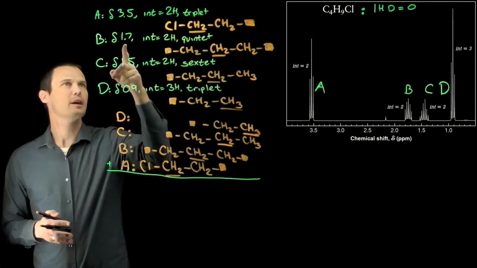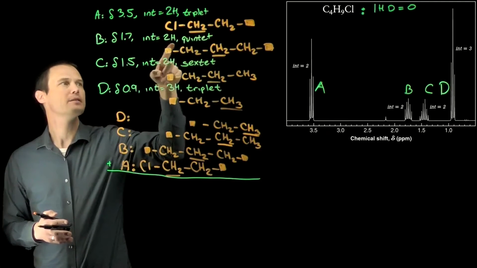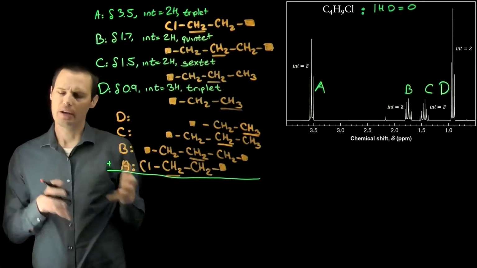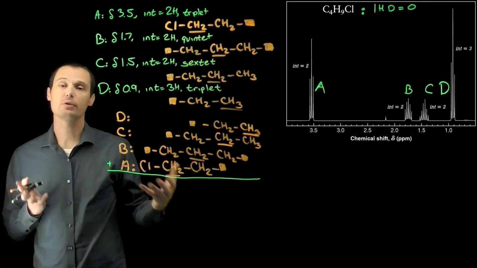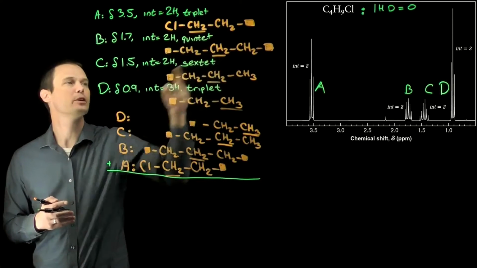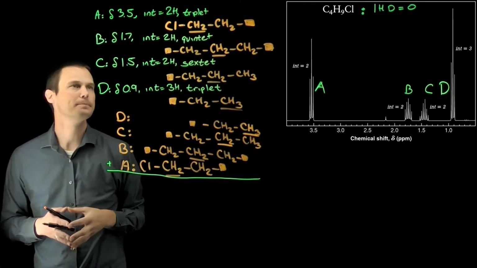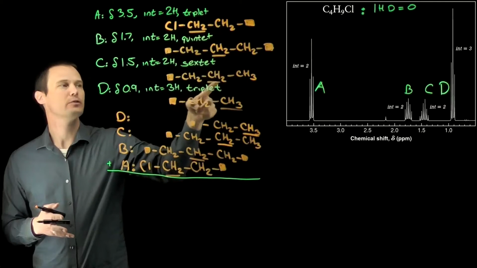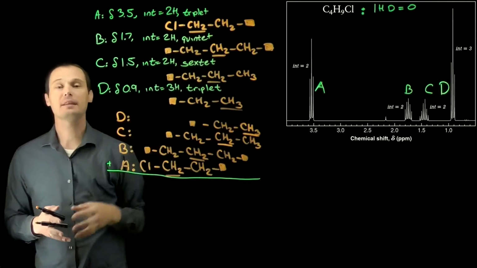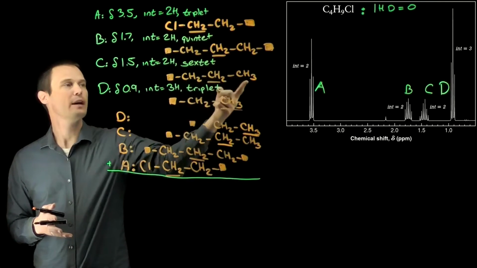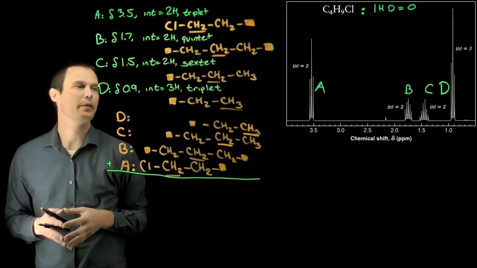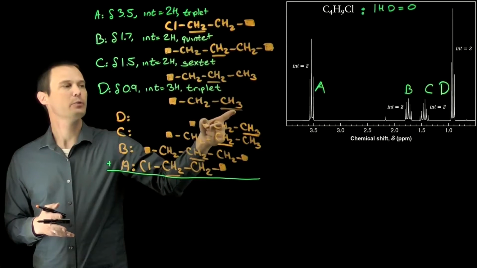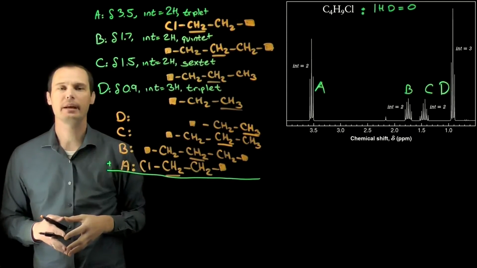For signal B, that's at chemical shift 1.7, it has an integration of 2 hydrogens. Again, I've underlined those. And it's a quintet, which means it has 4 neighbors. You can't have 4 hydrogens around 1 carbon, so those 4 neighbors are split between 2 carbons on either side of the observed hydrogen. Signal C has a chemical shift of about 1.5, and it has an integration of 2 hydrogens. Those are the underlined ones. A sextet means that it has 5 neighbors, and so those 5 neighbors are split 3 on one side and 2 on the other. The last signal has a chemical shift of 0.9. It has an integration of 3 hydrogens that are underlined, and a triplet means it has 2 neighbors.